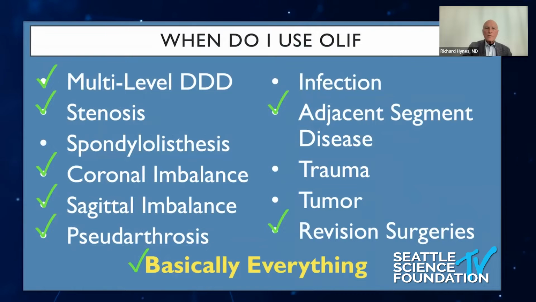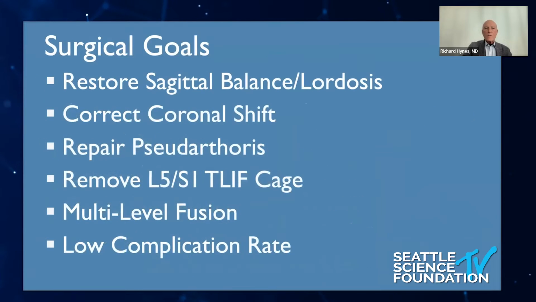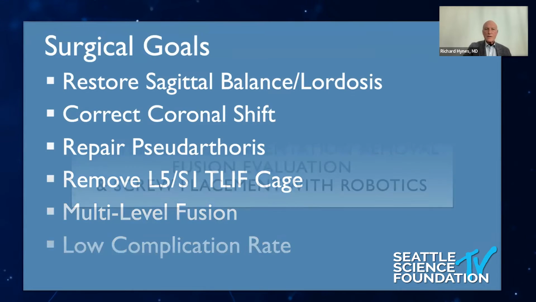But when do I use OLIF? So I'll go back to my original slide, and in one patient, you can see so many different parameters and value propositions from the anterior and lateral surgeries that can be done. It's not specific to OLIF. OLIF is just one way I do it. And so what are the goals here? To restore the sagittal balance, correct the coronal shift, repair the pseudoarthrosis, get those cages out safely at L5-S1. That's a trick, to repair that pseudoarthrosis. Multi-level fusion is very important with a low complication rate.